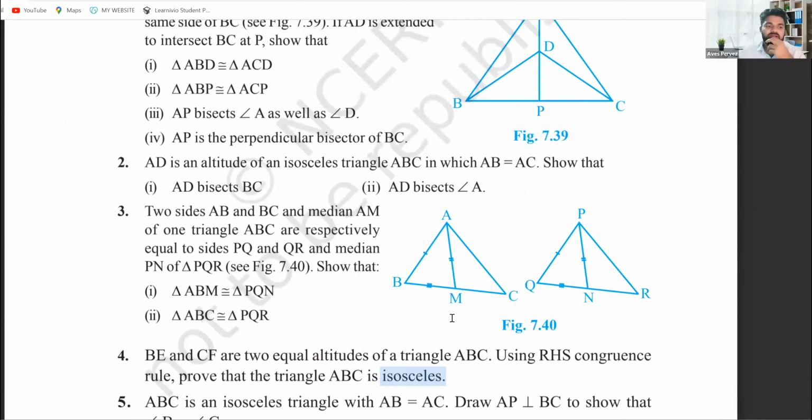Note down question number 3 and draw the figure. Exercise 7.4, question number 3. Okay, sir.